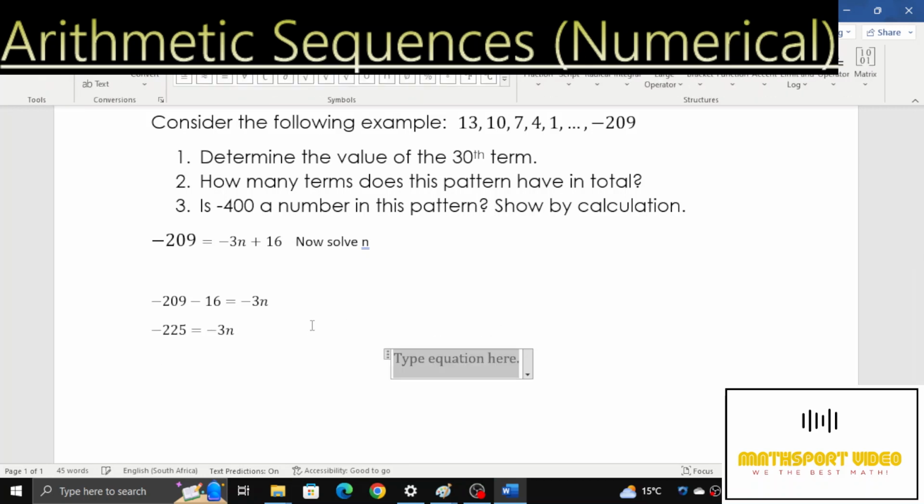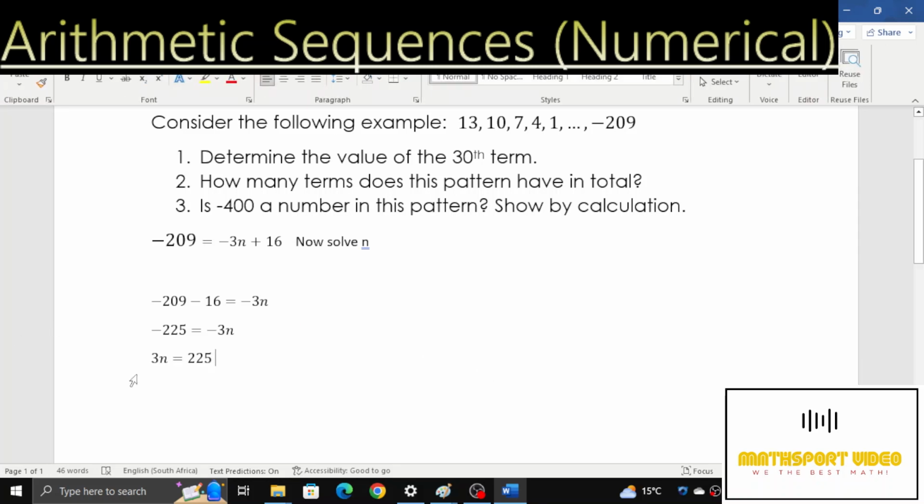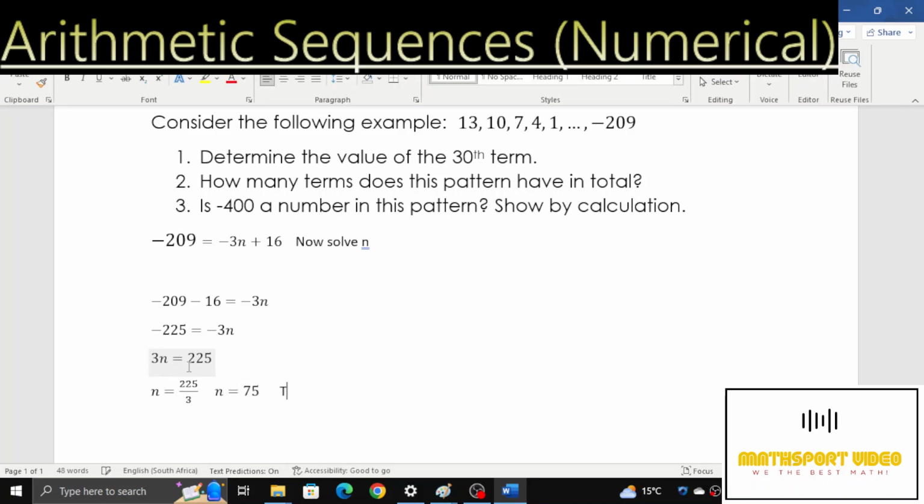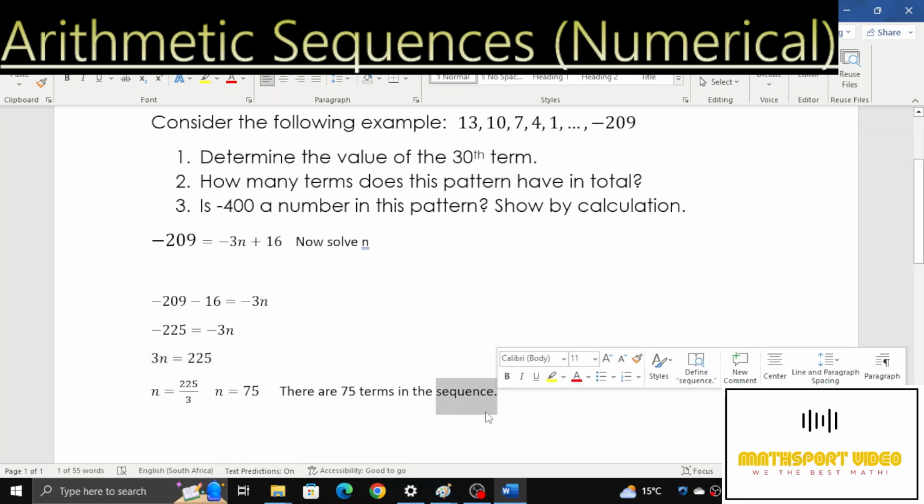You drop the minuses on both sides, so you get 3n equals 225. And now it's just a matter of dividing by 3. So you're going to get 225 divided by 3, and so that means n is equal to 75. So what that means is there are 75 terms in the sequence in total. There are 75 terms in the pattern or the sequence or whatever you want to call it, the progression.